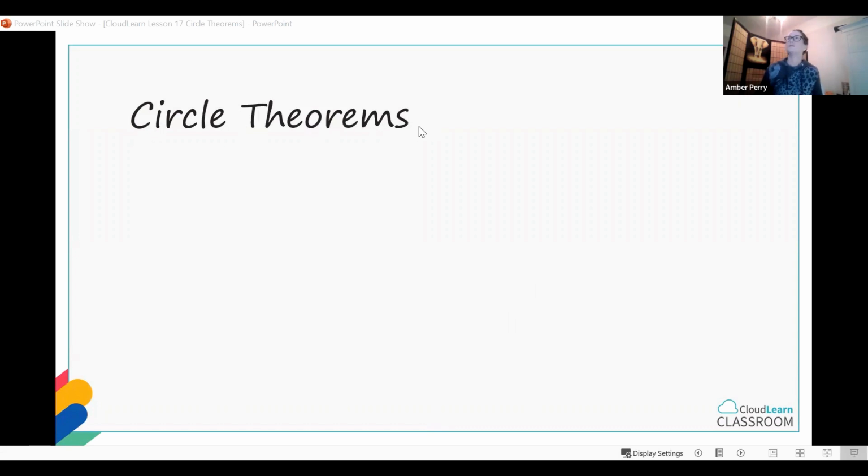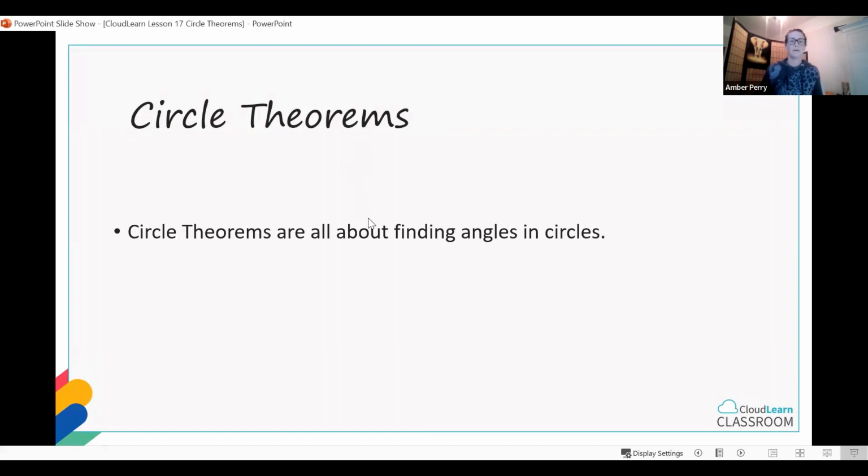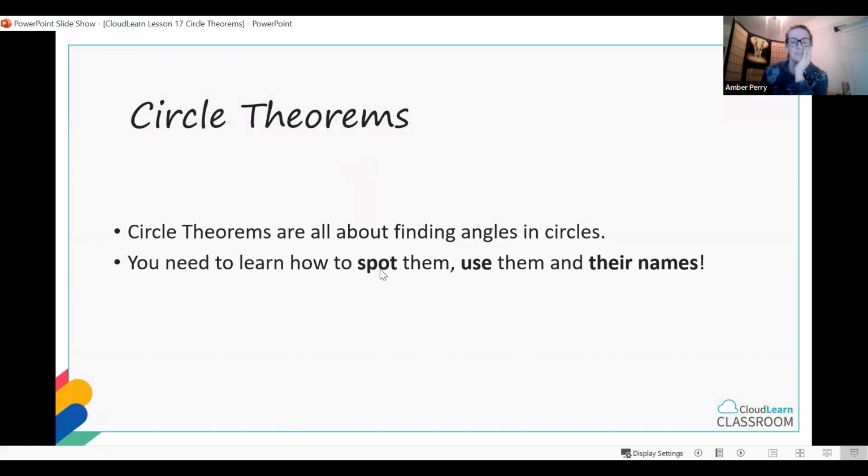So we're going to do circle theorems. Circle theorems are all about finding angles in circles. These are those questions where you get given a picture of a circle and then loads of lines and angles in the circle, and you have to find what the angles are. There are lots of rules that you've got to learn with circle theorems. You need to learn how to spot those rules, so spot the different theorems, use them, and you need to learn what the names of the theorems are. Or not so much names, but there's key words in each theorem that you need to learn. So we'll talk about that today.